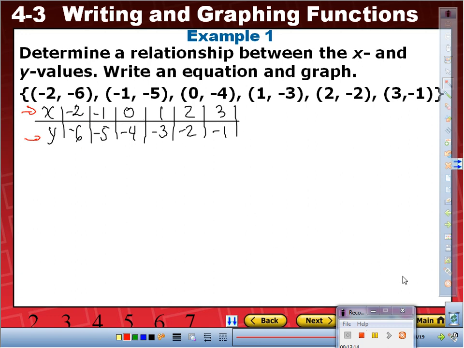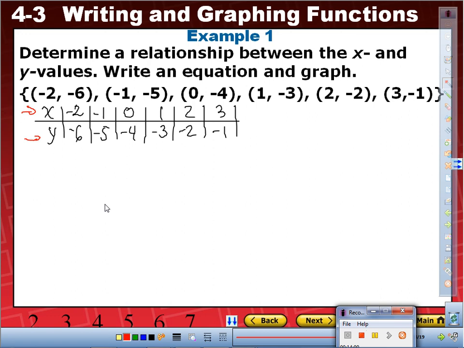Okay? All right. Share with your neighbor. What is the pattern? All right. Here we go. So, I heard you guys say that they're adding a -4 to each of these. Let's see. If I add -4 to -2 becomes -6. This one becomes -5. This one -4, -3, -2, and -1. Does everybody see that?